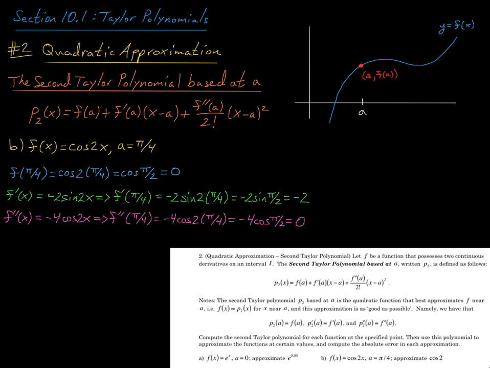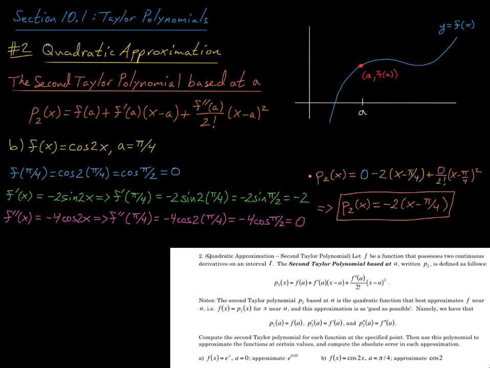Now for f prime of x, don't forget the chain rule. It's going to be negative 2 times the sine of 2x. Plugging in pi over 4, we get negative 2 times the sine of twice pi over 4, so that's negative 2 times the sine of pi over 2, which is equal to negative 2. And then for f double prime of x, again, don't forget the chain rule. Note we get a cosine term again. That leads us to negative 4 times the cosine of pi over 2, which is equal to 0. That's our value for f double prime at pi over 4.